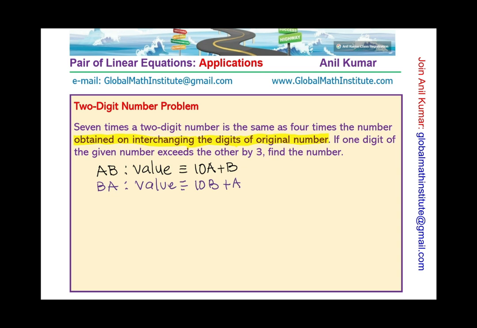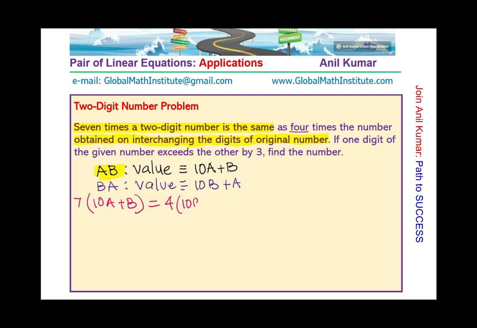Now, let's look into the question itself. We have defined a digit as AB, the number. So it says 7 times the two digit number is same as... So 7 times the two digit number, which is this one, right? So let's write down our equation. 7 times AB, which is 10A plus B, is same as 4 times, right? That is 4 times the number obtained on interchanging the digits of the original number, means 4 times 10B plus A.